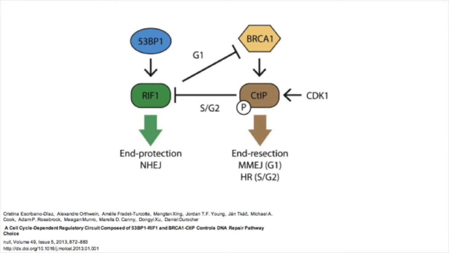There are two protein complexes that influence the levels of NHEJ and HR. The 53BP1 and RIF1 protein complex induces NHEJ, while BRCA1 and CtIP promote HDR. The expression of CDK1 in the S phase leads to phosphorylation of CtIP, which favors HDR. But without CDK1, CtIP isn't phosphorylated. Therefore, RIF1 protein is activated and NHEJ occurs.